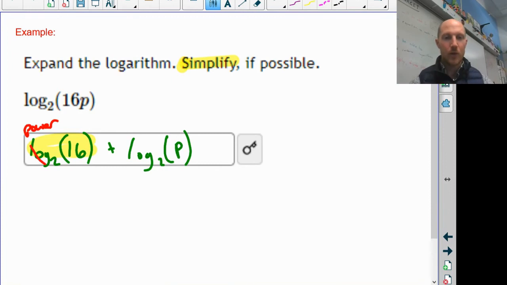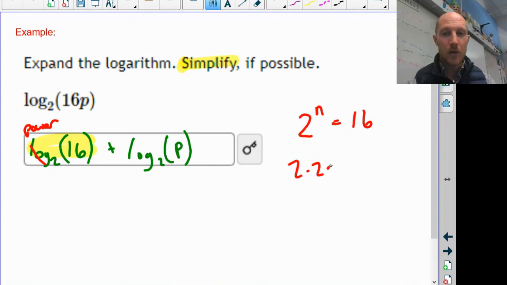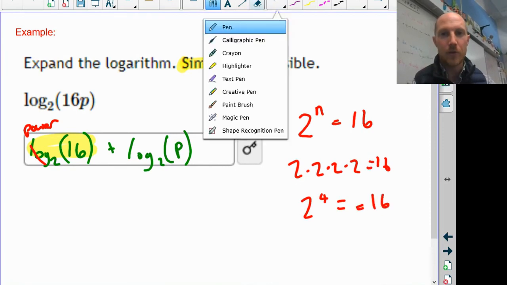So when we see this first one that I just highlighted, it means what power goes on the 2 that would give us an answer of 16. Or you could even rewrite it. 2 raised to some power needs to equal 16. And then you think to yourself, how many times do I need to multiply 2 together to equal 16? Well, there's 2 times 2, that's 4. Times 2 again, that's 8. Times 2 again, that's 16. So this is 2 to the power of 4 equals 16. Oh, there's too many equal signs there.